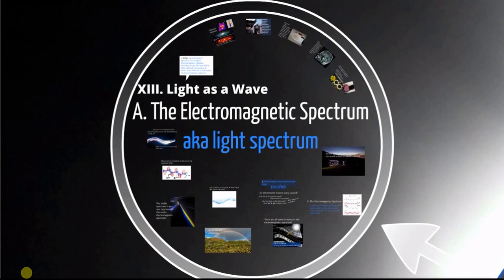All right, so here you see light as a wave, that should coincide with the bottom of page 11 on your notes. And then where it says A, the electromagnetic spectrum on your notes, what I want you to add there is that blue part that says AKA light spectrum. Because AKA, in case you didn't know, stands for also known as.